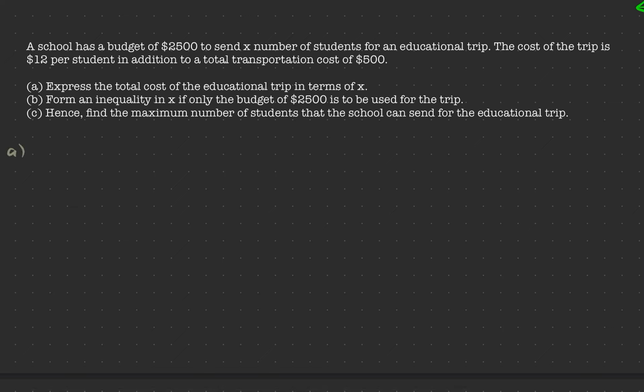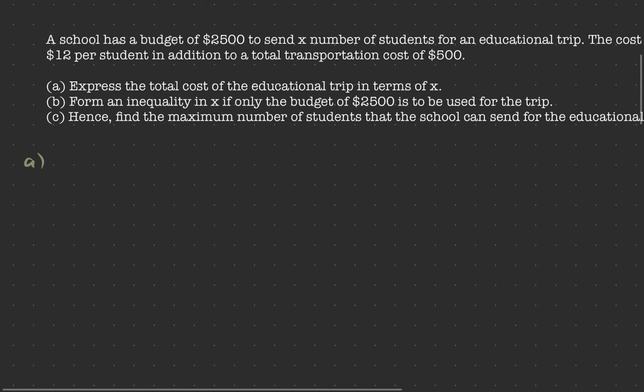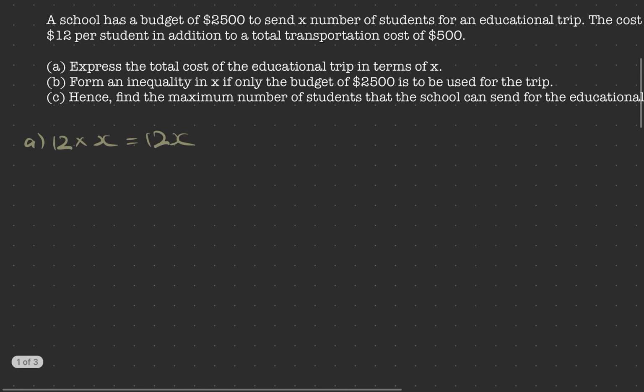So for part A, we have to express the total cost of the educational trip in terms of x. So the total cost of the educational trip will actually be the price for every student plus the transportation fee. We don't know how many students there are, but we know that the total price for the students will be 12 times x dollars, which will give us 12x. So we know that's for students, and plus the transportation cost, that will give us 12x plus 500. So this will be our total price, 12x plus $500.